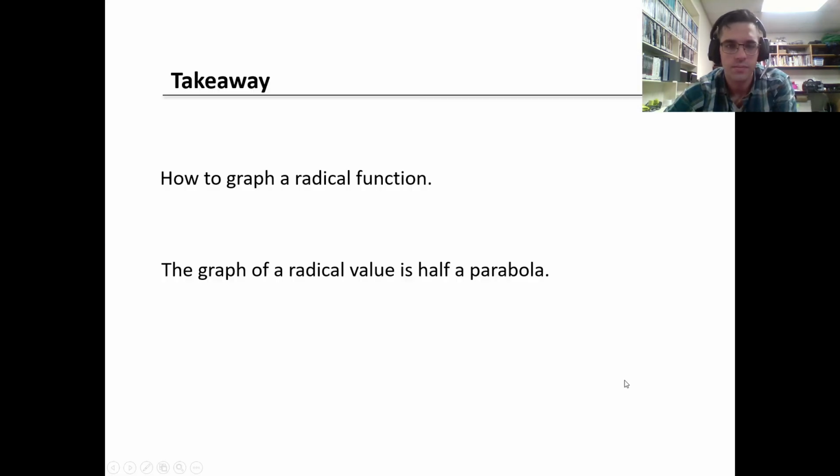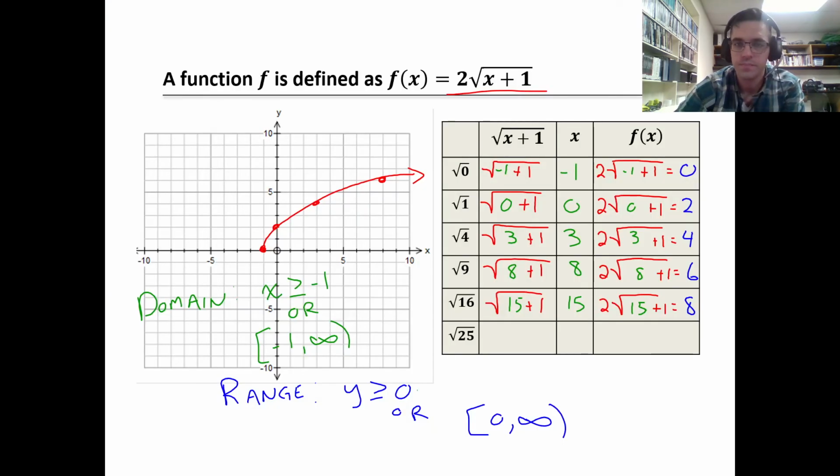All right, takeaways. So we've looked at the graph of a radical function. And I guess we could talk about a radical function as being half of a parabola. So if I take a parabola and I tilt it on its side and I cut off the negative half, that's basically what this is right here. And that kind of could make sense intuitively because a square root function is the inverse of a square function.